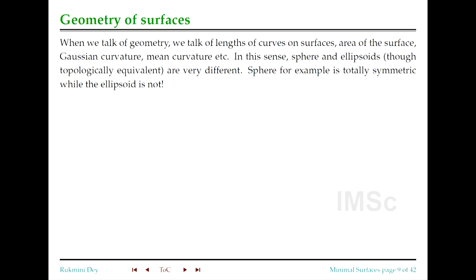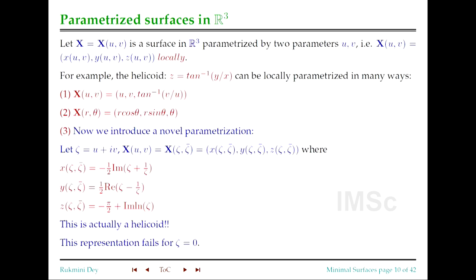So we talk about lengths of curves on surfaces, area of the surface, Gaussian curvature, mean curvature, etc. Sphere and ellipsoids, though topologically they are equivalent, are very different in this sense. For example, the sphere is totally symmetric while the ellipsoid is not. So here geometry plays a role. Minimal surfaces is more about geometry rather than topology, and we will see very soon some pictures of those.